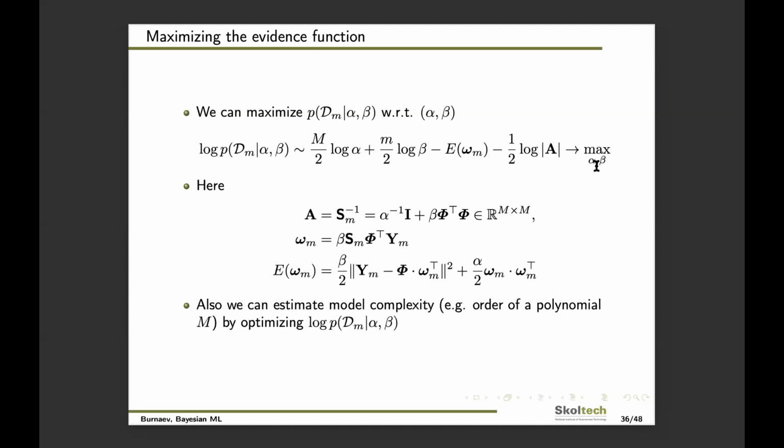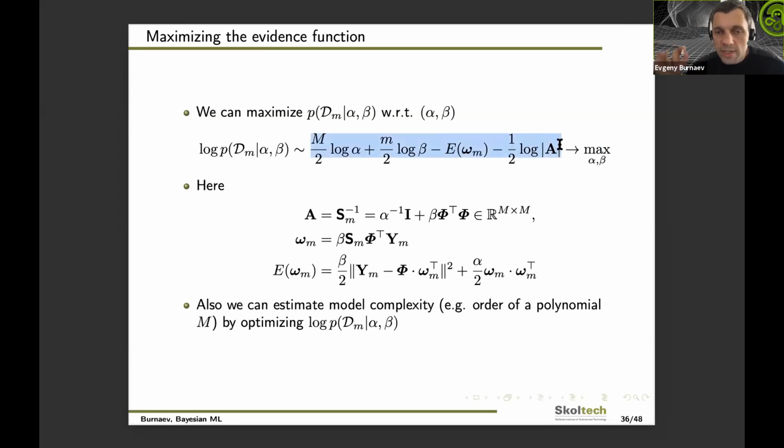But here we don't extract any specific validation set. We use the same sample both for tuning the parameters, for estimating the model, and also for estimating the hyperparameters, right? Because this evidence is calculated on the same sample, and this is the difference.